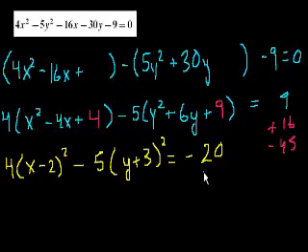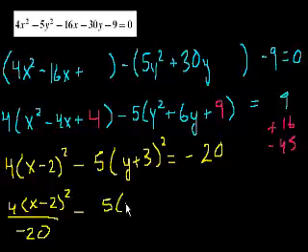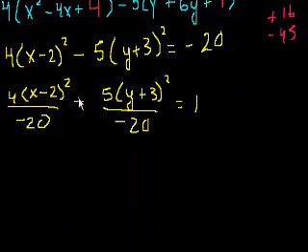All right, we'll divide both sides by minus 20. And so you get x minus 2 squared. And what's 4 divided by minus 20? It's minus 1/5. Well, let me just do that. So 4 over minus 20 minus 5 times y plus 3 squared over minus 20 is equal to 1. And so this is equal to, let's see, this becomes a positive, and this one becomes a negative.